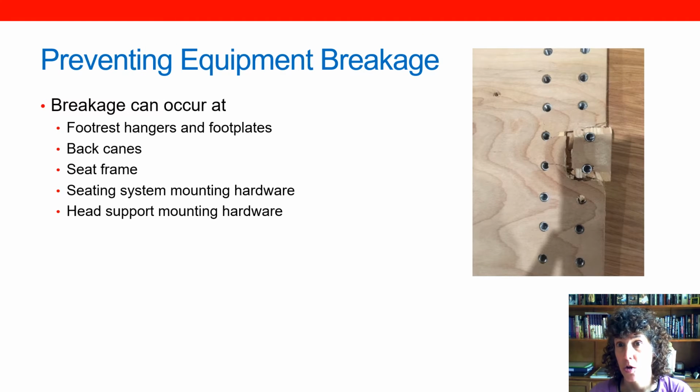So breakage can occur wherever the client is able to exert undue forces. This is most commonly seen at the footrest hangers and footplates, at the back canes, the seat frame, the seating system mounting hardware, and the head support mounting hardware. We might see actual breakage, or it might be that these pieces become loose or malaligned. Here on the right, we have a young man who has broken the plywood back to his linear back by colliding repeatedly with the lateral support that happened to be attached to these particular attachment points on the back.